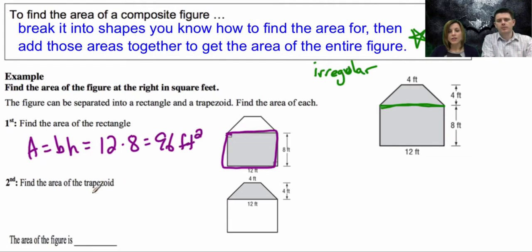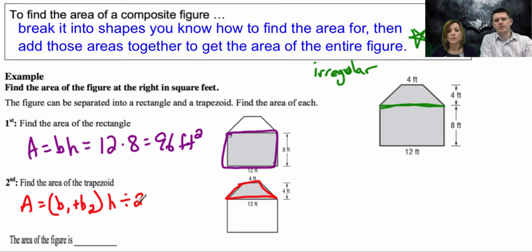Okay? Then our area of the trapezoid, new color for a new shape. Yeah, thanks. I'll go with your red. Base 1 is, oh, we got to write down the formula. So base 1 plus base 2 times the height divided by 2 is our formula. We've got 4 and 12 as our bases.